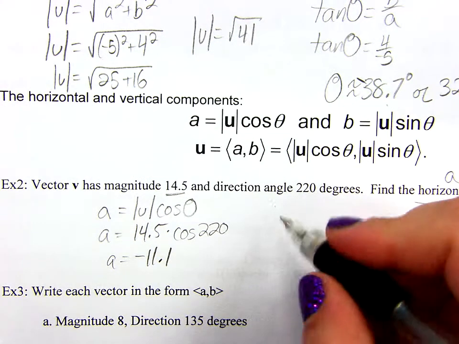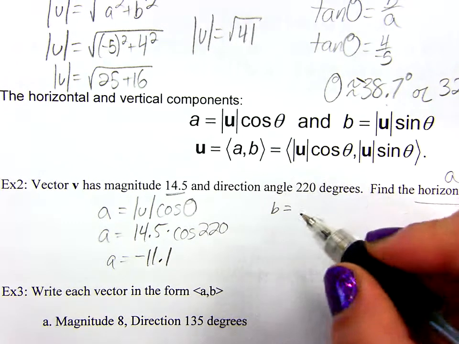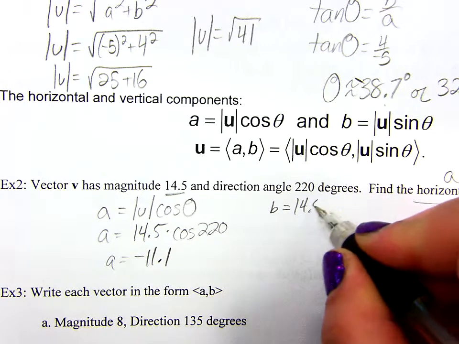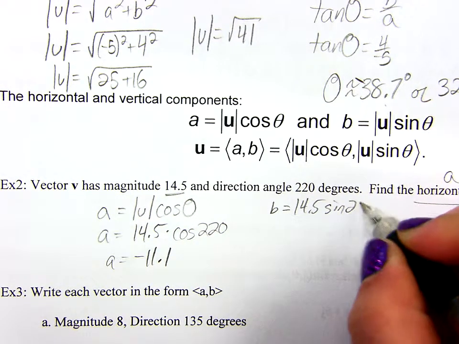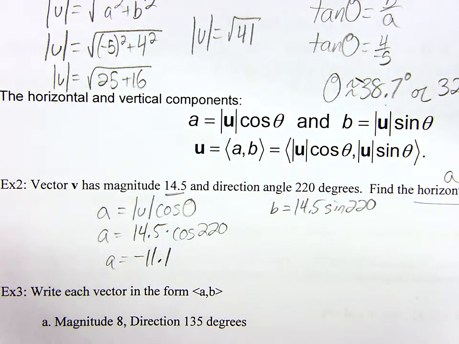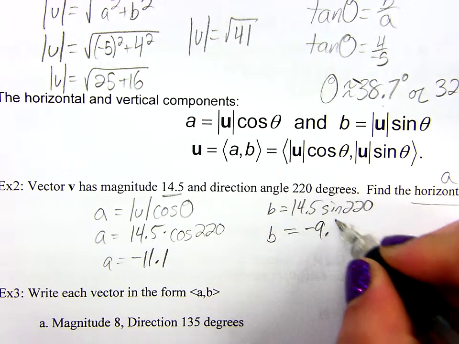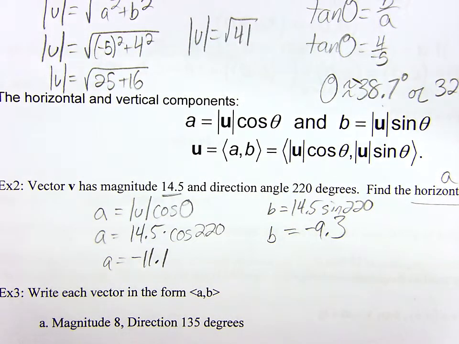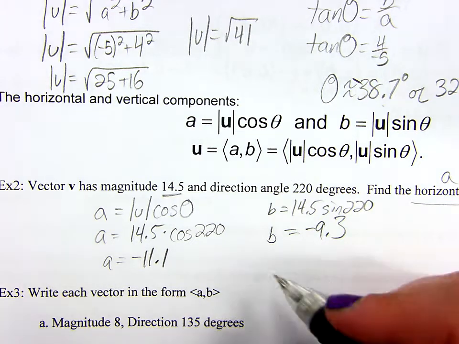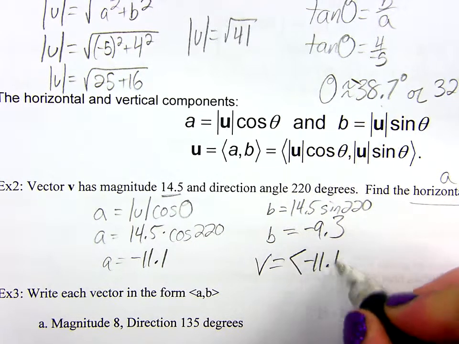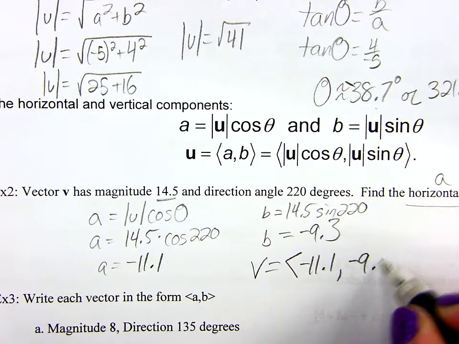And then I just do the same thing for B, and the formula for B is almost the same. It's just that I use sine instead. So I'll be doing 14.5 times sine of 220. So B is negative 9.3. So that means vector V is at negative 11.1, comma, negative 9.3.